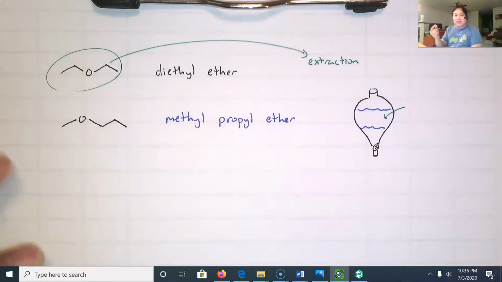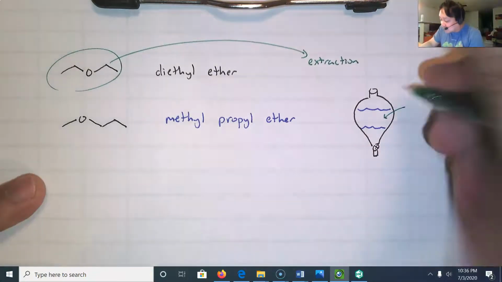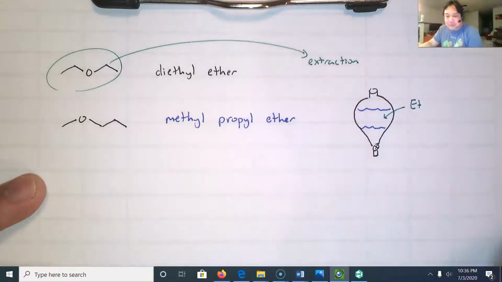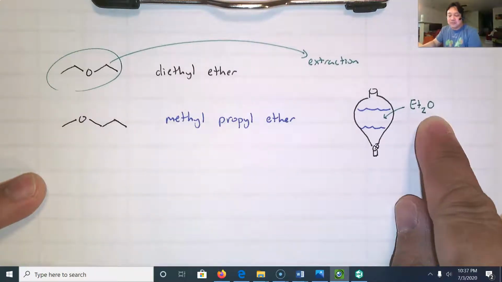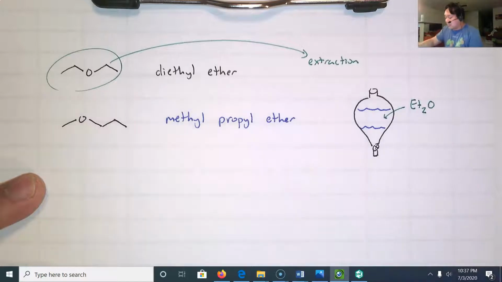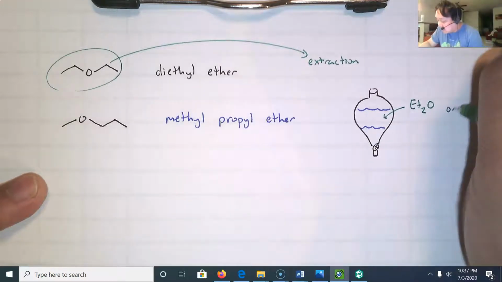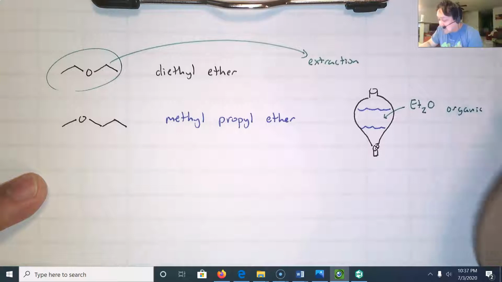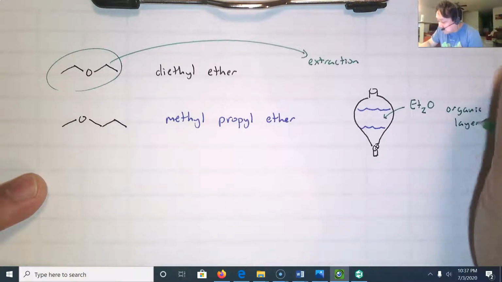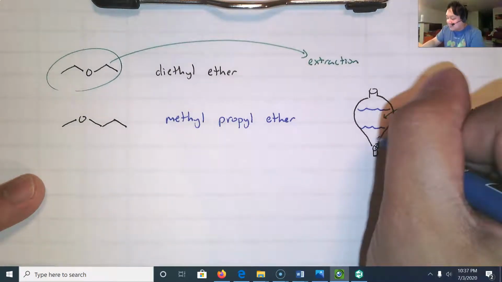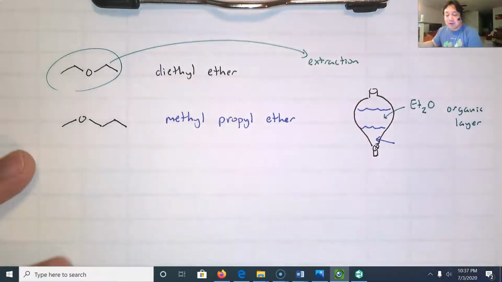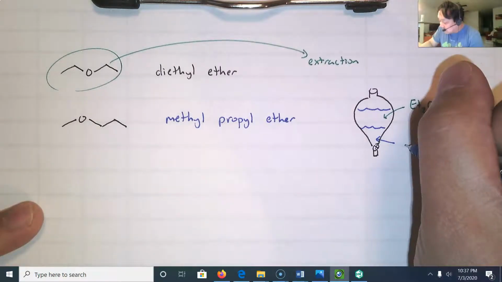Another way that you can shorthand diethyl ether is to put Et for ethyl groups. You have two of them surrounding the oxygen. Diethyl ether. You know this as the organic phase or organic layer when you do an extraction. And your aqueous phase obviously has water, but it could be acidic or basic or neutral. We'll just call this aqueous.